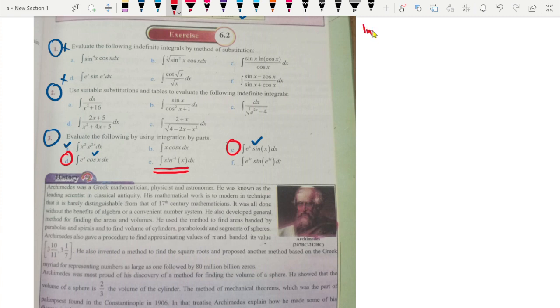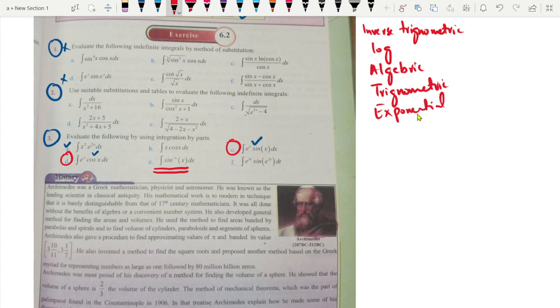First is inverse trigonometric. The second is log. The third is algebraic, and the next is trigonometric, and the last one is exponential.